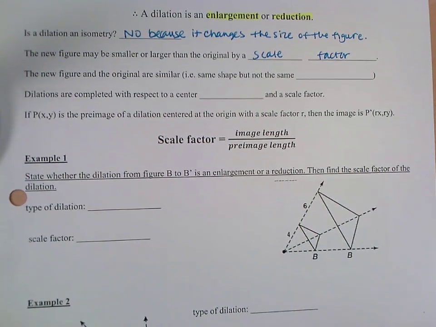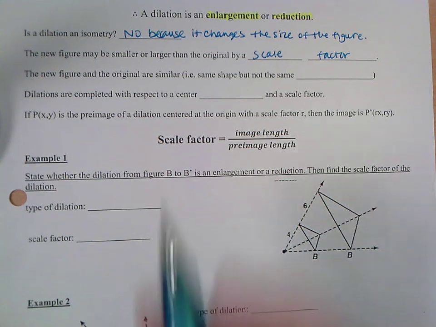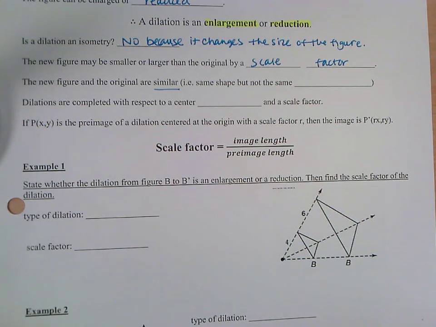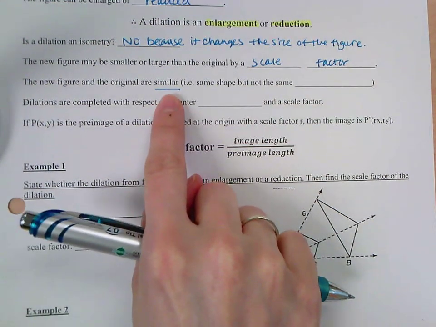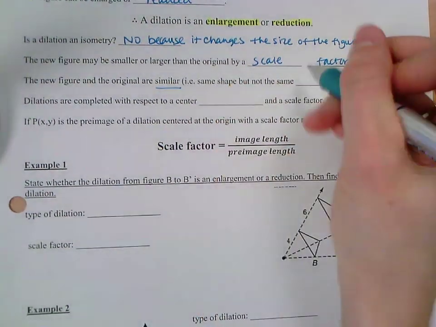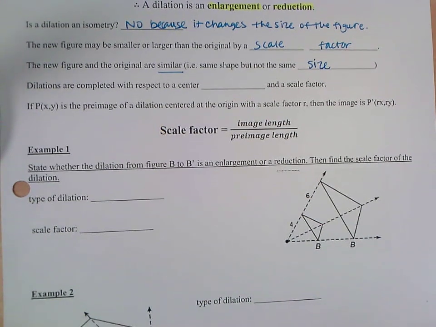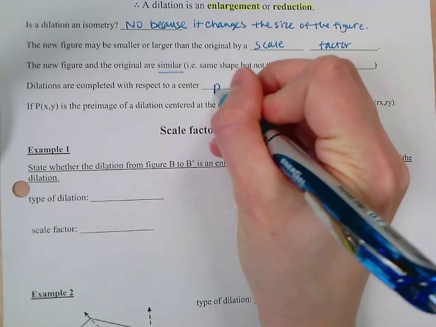This is similar. We did enlargements and reductions in our proportions unit. So it's similar to that where you're kind of saying is it enlargement or reduction, finding that scale factor or using the scale factor to graph a dilation. The new figure and the original figure are similar. So up here, isometry is when the new and original figures are congruent. Here they are similar, so they have the same shape still, but they are not the same size. So remembering from our similarity unit what similar means. And dilations are completed with respect to a center point and a scale factor.